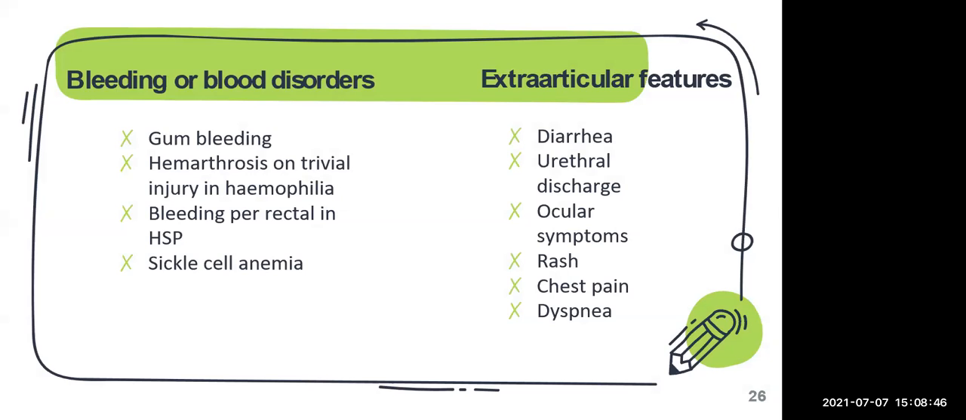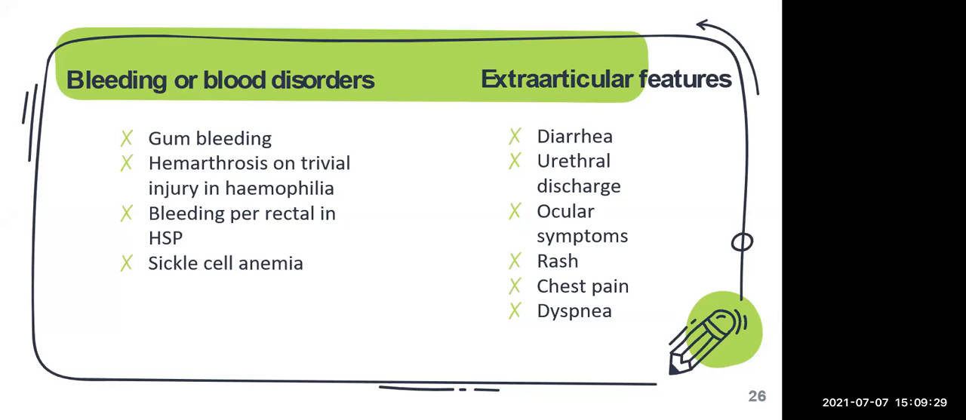Okay, so next, for family history, some of the diseases that involve joints also can be genetic. Oh, is it? Okay, sorry. It's bleeding blood disorder. Yeah, some of the joint diseases can be due to blood disorders. So we need to ask patient if there's any gum bleeding, any hematoma on trivial injury, which can be seen in hemophilia. If there is any bleeding per rectum, which can occur in HSP and sickle cell anemia. So in sickle cell anemia, joint pain occurs because the sickle shaped red blood cells block the blood flow through the tiny vessels to the joint. So that's why the patient might have joint pain.